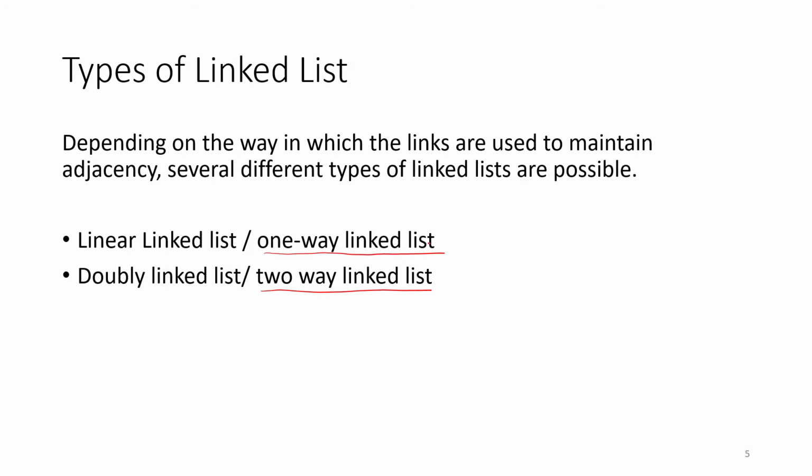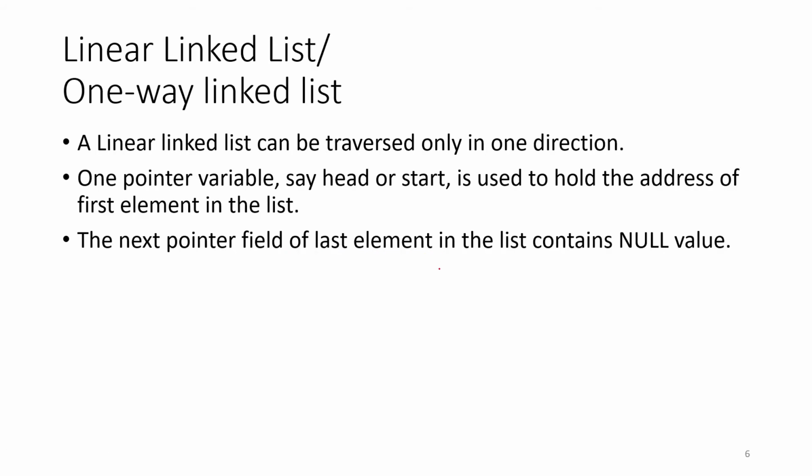A one-way linked list is just, you can say, like traveling through a one-way road: you can travel only in one direction but cannot move back. Similarly, in the one-way linked list, we can traverse only in one direction, while in a doubly linked list, we can move either in the forward direction or in the backward direction. Let us discuss one by one.